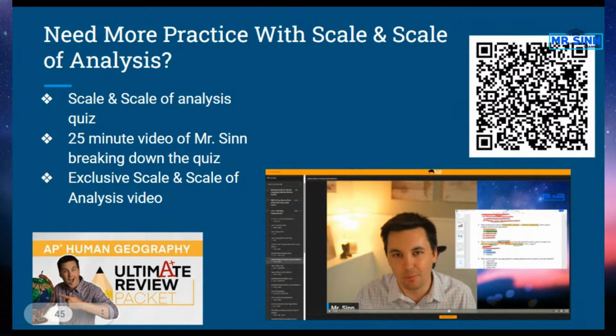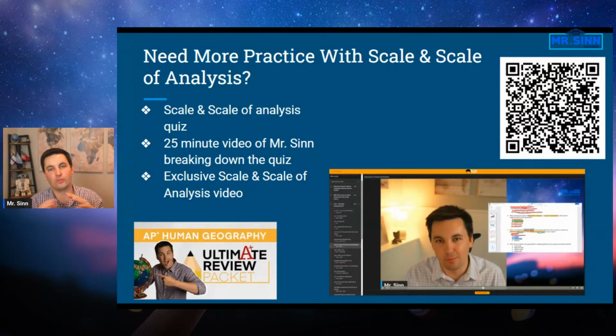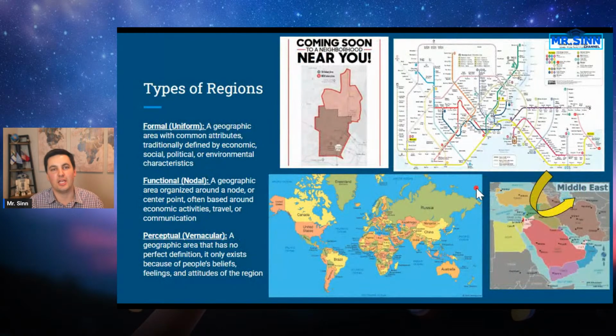Again, just comparing these two, this one would be larger comparative. If you do need more practice, I have a scale of analysis and scale quiz. I have another video breaking it down. I also have a separate video where I go through and break down the different concepts. It goes over 5 of the common mistakes and breaks it down more in particular. So there are 2 videos and then a quiz too in that ultimate review packet.